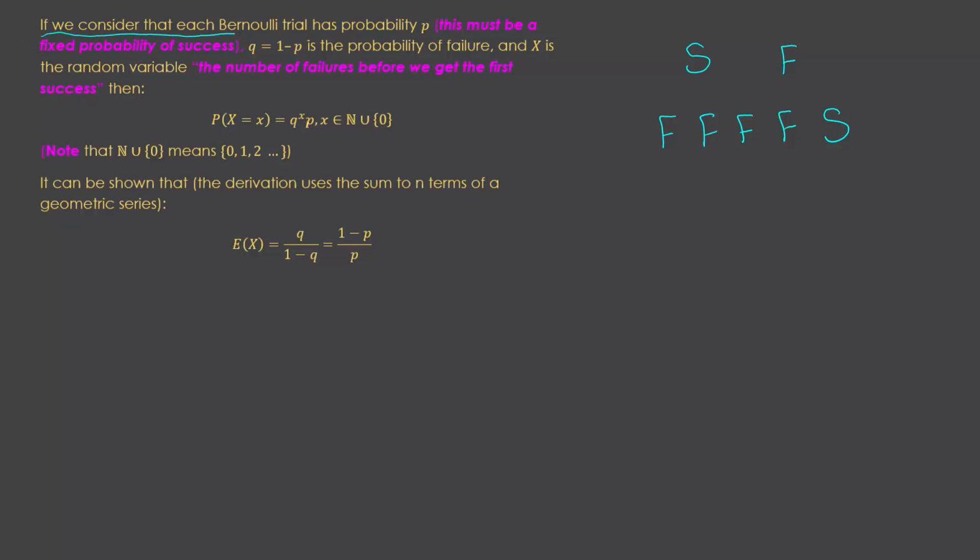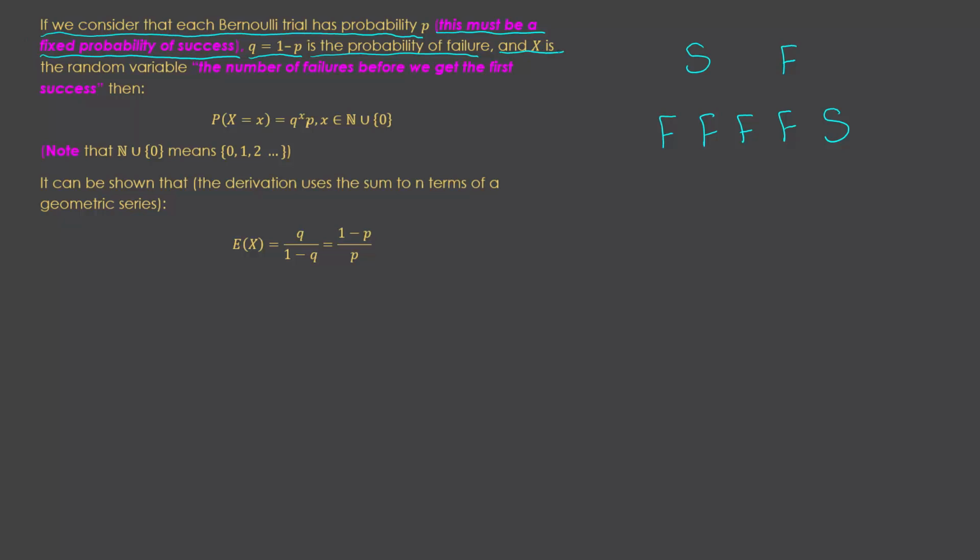If we consider that each Bernoulli trial has a probability P of success, this has to be a fixed probability of success, otherwise our analysis won't work. We can consider Q, which is 1 take away P, to be the probability of failure.